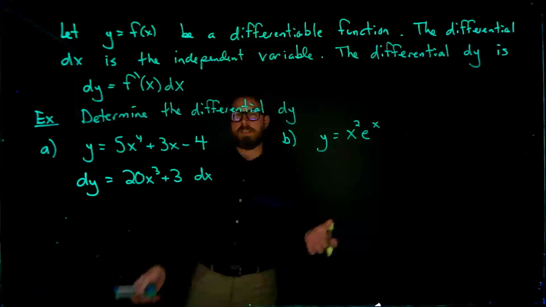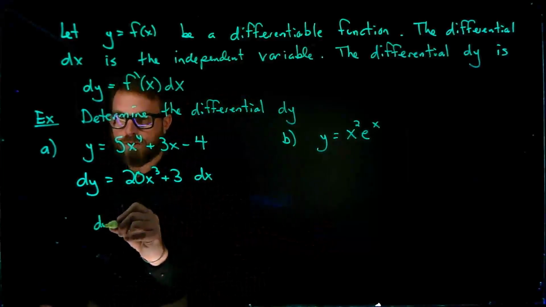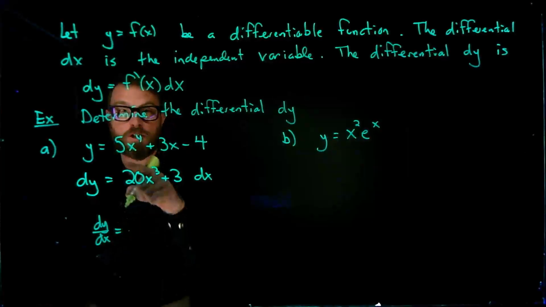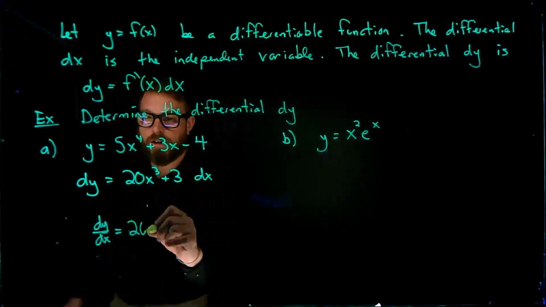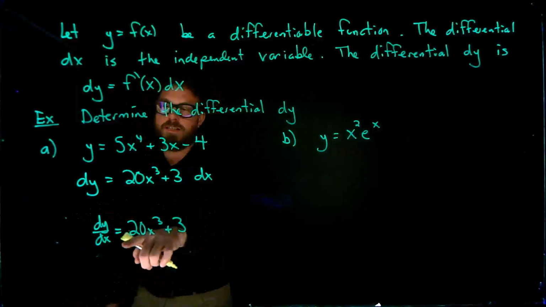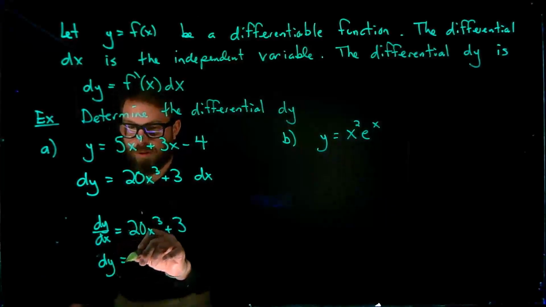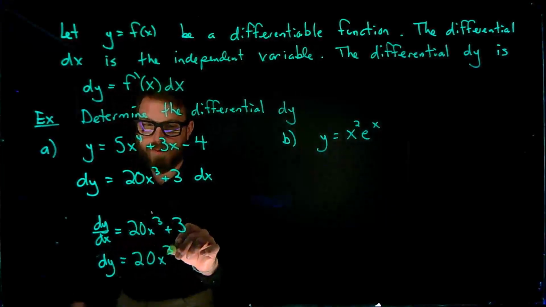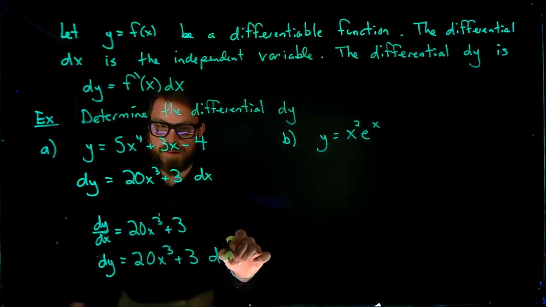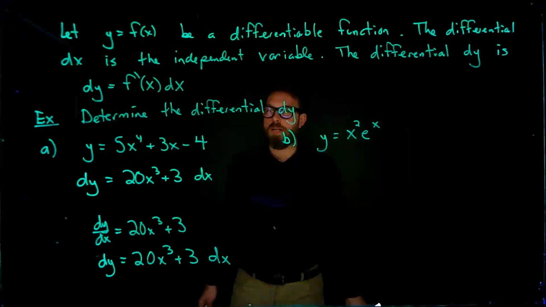Now, another way that it tends to get shown is, if I know y, then I know dy dx, which is going to be the derivative of this thing, which would be equal to that, 20x cubed plus 3. Therefore, if I want to isolate dy, we just put the dx to the other side. And it algebraically works out that way due to this formula right here. So that's two different approaches.